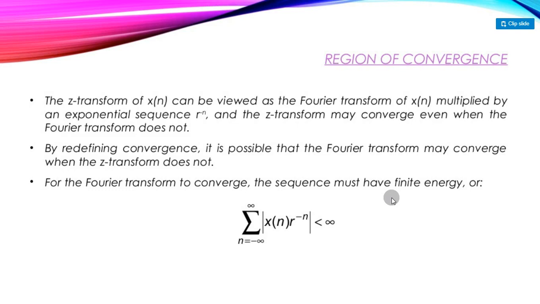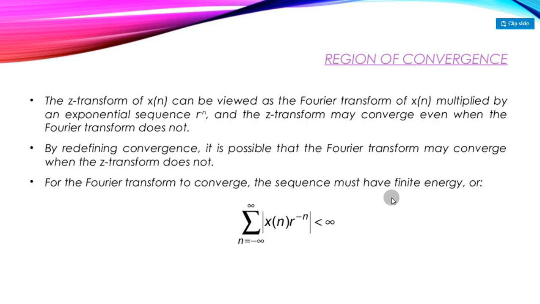Now another important point, what is the region of convergence? The Z transform of x of n can be viewed as the Fourier transform of x of n multiplied by an exponential sequence r to the power minus n, and the Z transform may converge even when the Fourier transform does not. Okay, that's a very important possibility.